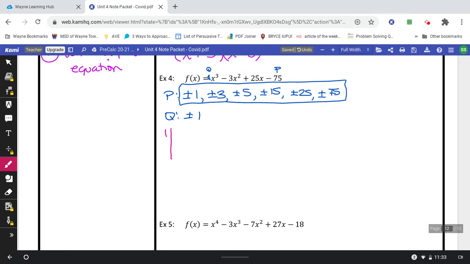So I'm going to start by checking positive 1. List your coefficients, the numbers in front of the x's. 1x to the third, negative 3x squared, 25x minus 75. So you're going back to these numbers right here. Drop down the 1. Then you multiply 1 times 1 to make 1. Take a second and see if you can finish that synthetic division.